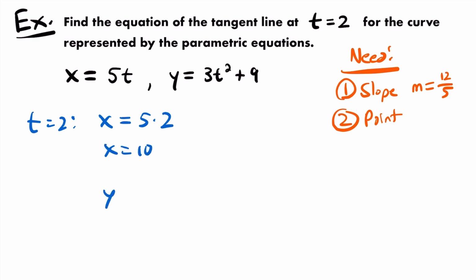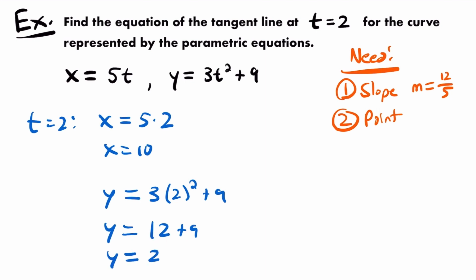And then y will be equal to 3 times 2 squared plus 9. And 2 squared is 4. So we have 3 times 4, which is 12. And so y is equal to 12 plus 9. And 12 plus 9 is 21. And so y is equal to 21. And so now we have an x-coordinate and a y-coordinate, which together make up the point at t equals 2 for this parametric curve. So our point will be the point (10, 21). All right, 10 is our x-coordinate and 21 is our y-coordinate.